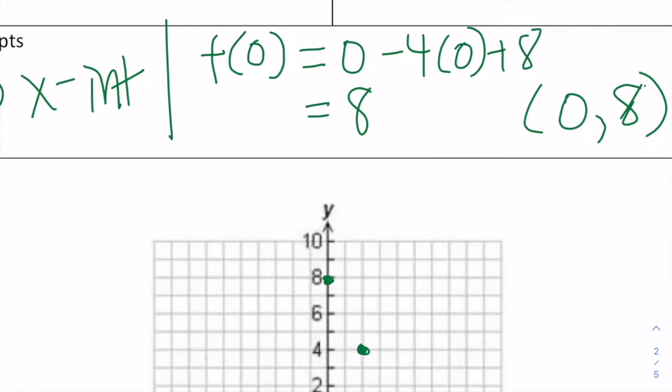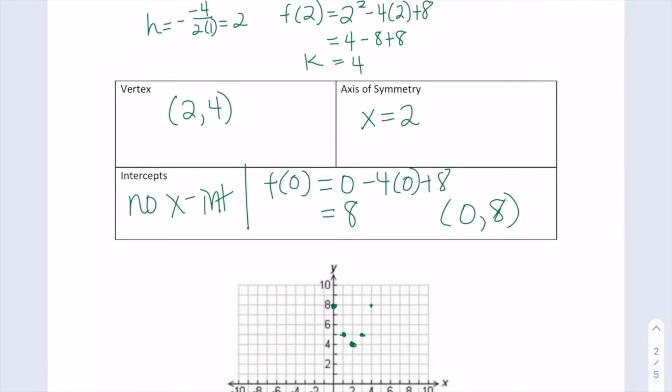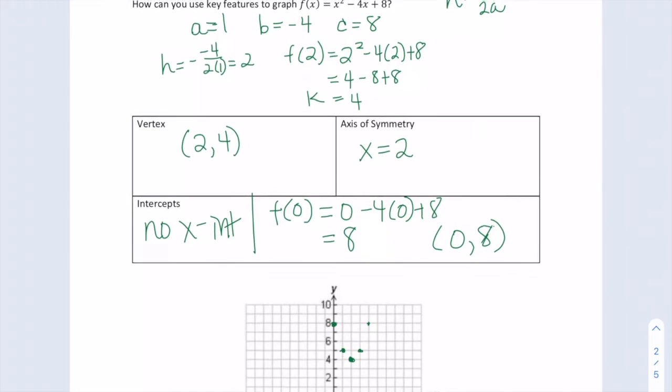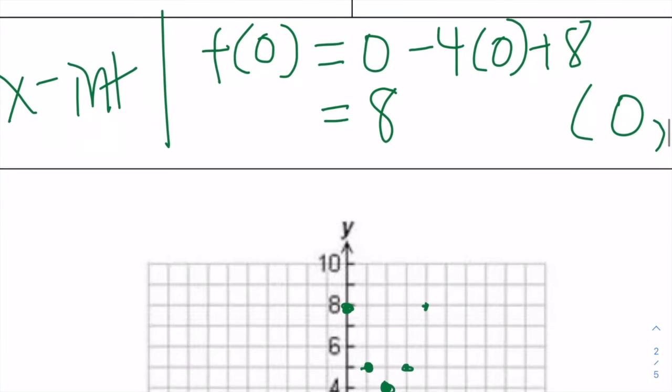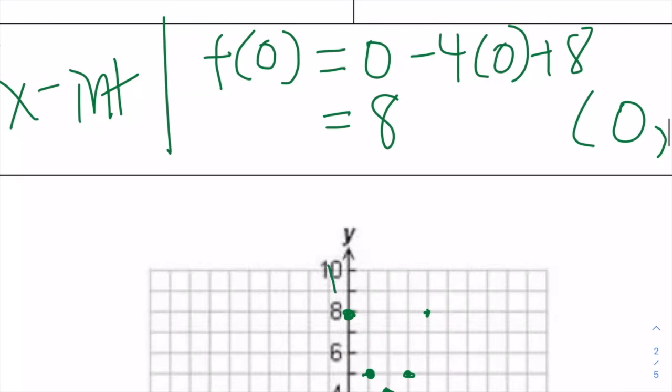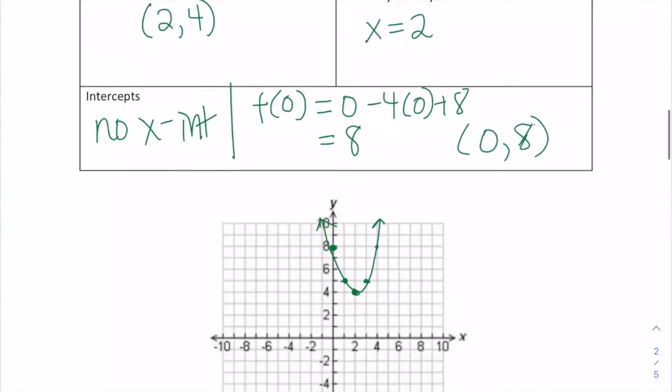And you could tell right away that if the a value is 1, it's going to be up 1 over 1, and then it goes up 2 over 1. So it's going to keep going. So we have (2, 4). When I plug in 1, it's going to be (1, 5), right? And so it's going to be opening up, and I can make that graph here. So I can connect these dots and sketch the parabola.